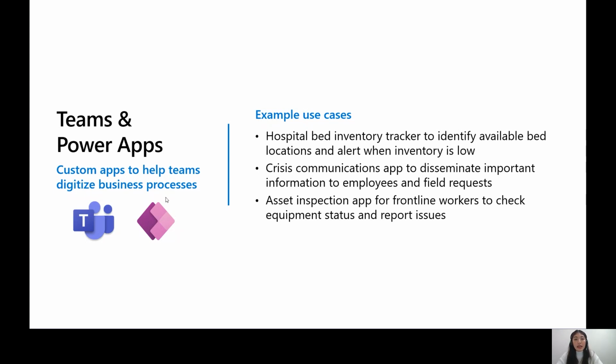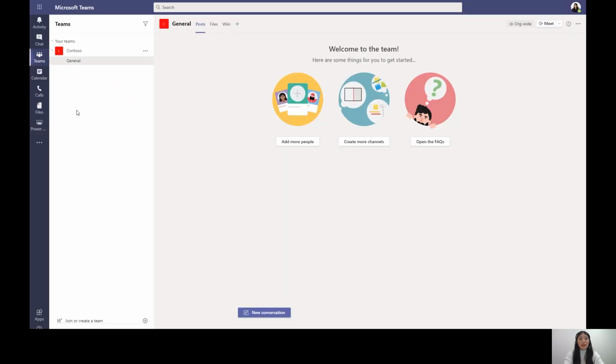And we refer to this Power Platform integration in Teams as Project Oakdale. And here you have some examples of custom apps you can more easily spin up with this integration, such as the Hospital Bed Inventory Tracker, Crisis Comms app, and the Asset Inspection app, which I'll be showing you in a short while. So what does this look like in action?